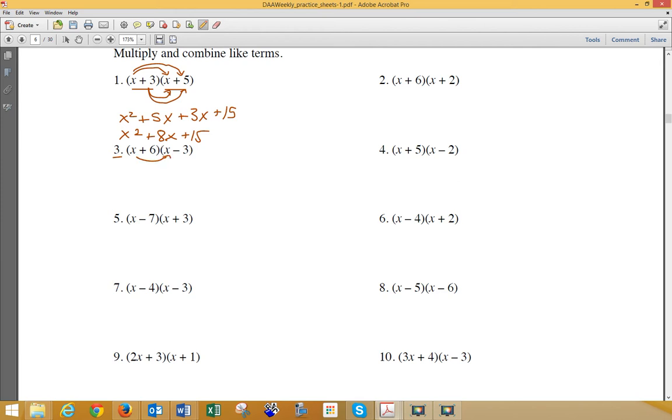So again, we're going to have 4 steps. So we've got x times x, and then we have x times negative 3, which is negative 3x. Positive 6 times x, which is positive 6x, and positive 6 times negative 3, which is negative 18. Combining our terms gives us our answer.